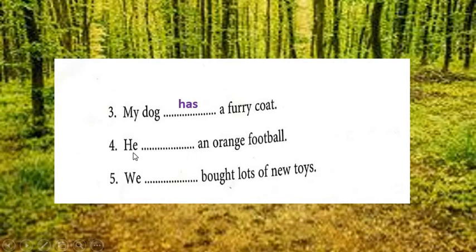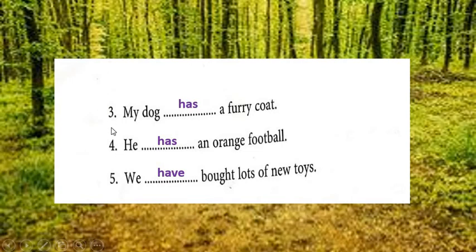Number 4 is, he has an orange football. He has, see, there is one person. So, he has an orange football. Number 5. We, then there is a blank, bought lots of new toys. See, there is plural, we, pronoun we. We have bought lots of new toys.